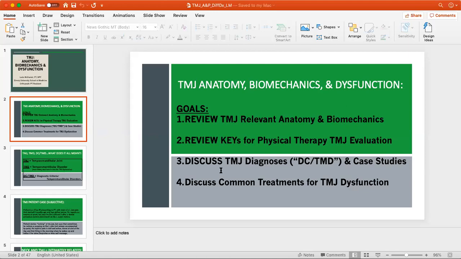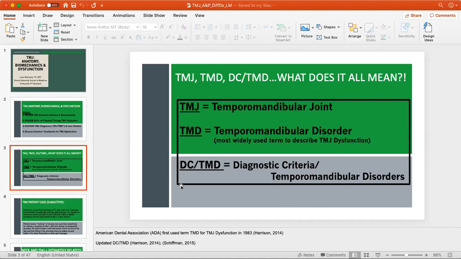If we don't, it'll be there for your reference, and there are a couple questions at the end as well to try to get you thinking in terms of clinical diagnosis and management of TMD or TMJ dysfunction. So those are there for you to practice with. And then I want to discuss, not as much in depth, but just give you an idea for some common treatments for TMJ dysfunction.